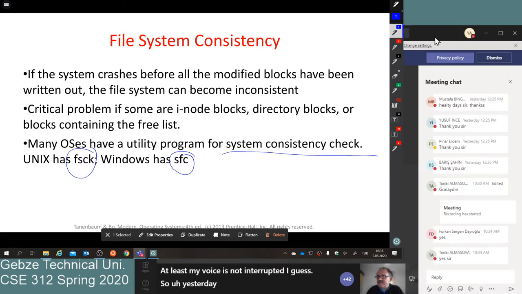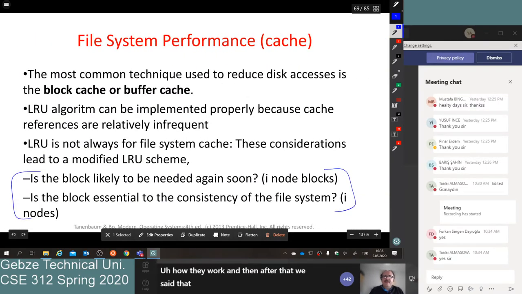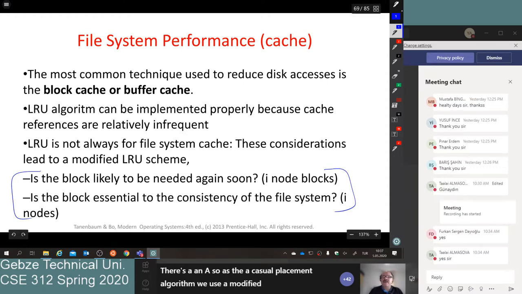Yesterday we looked at these two programs, how they work, and then after that we said that it is often the case where we have a cache between the disk and the memory, which is called the block cache. It is called block cache because we keep blocks in there. As the cache replacement algorithm, we use a modified version of LRU.